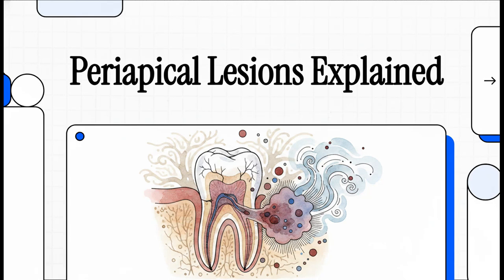You know, it's wild to think about, but what starts as just a tiny, unassuming cavity can actually end up destroying the bone in your jaw. Welcome to this explainer. Today, we're diving straight into one of the absolute most important topics in dental pathology, periapical lesions. We're going to literally visualize what happens beneath the gums when a tooth goes bad. Let's get right into it.